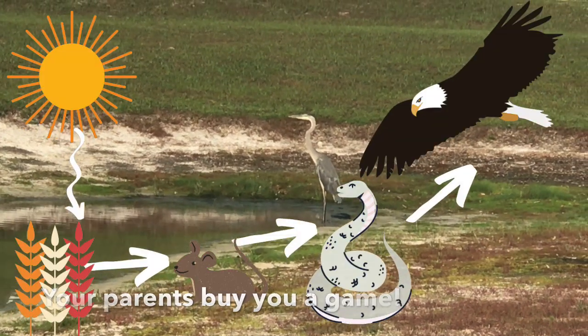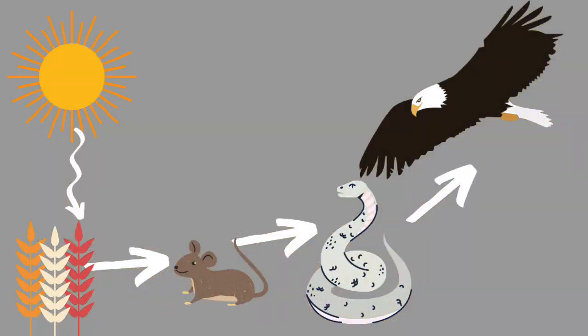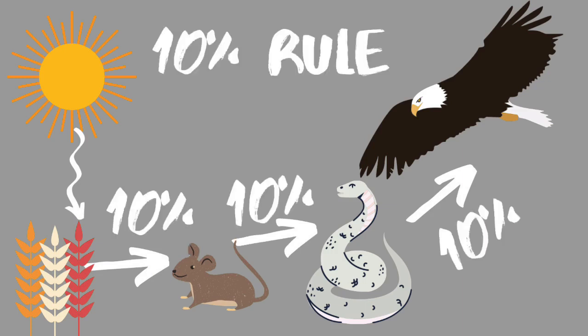So here we have a regular old food chain. The sun is giving energy to the plants, and the plants then are eaten by the mice, and then the mouse is eaten by the snake, and the snake is eaten by the eagle.